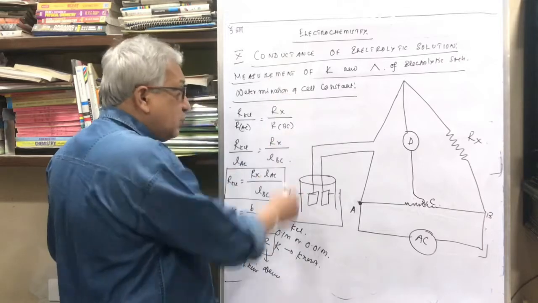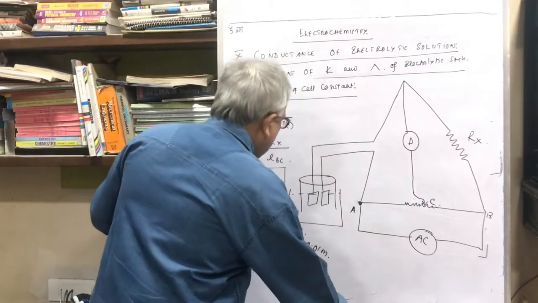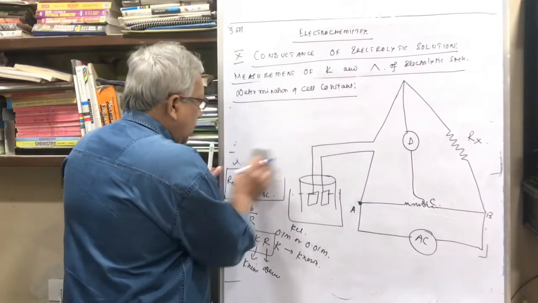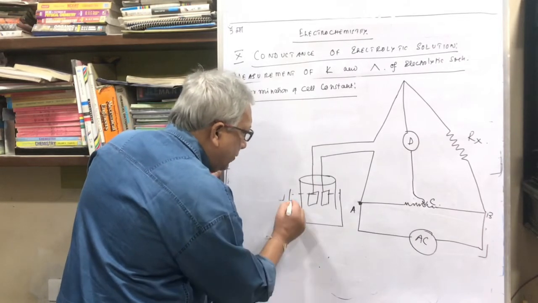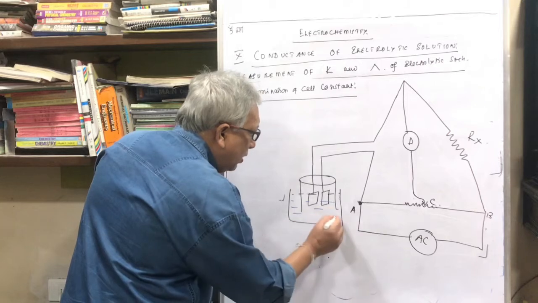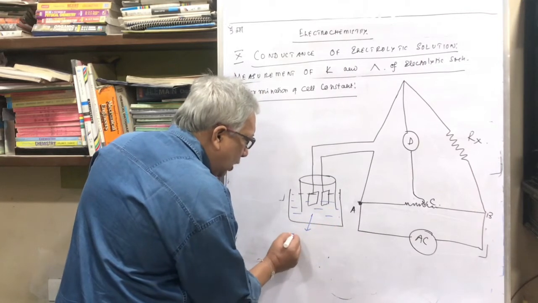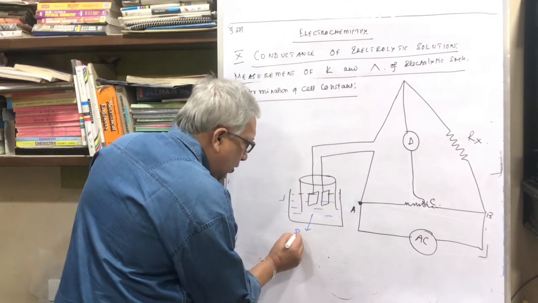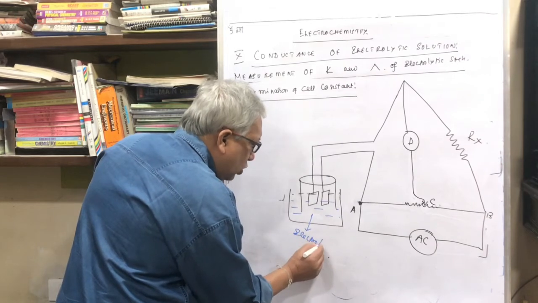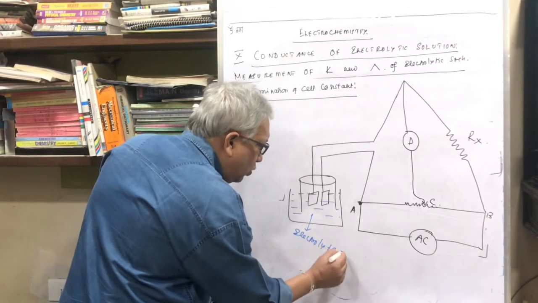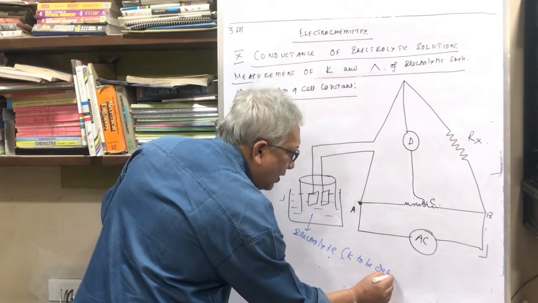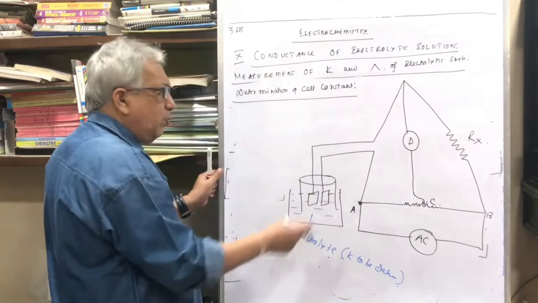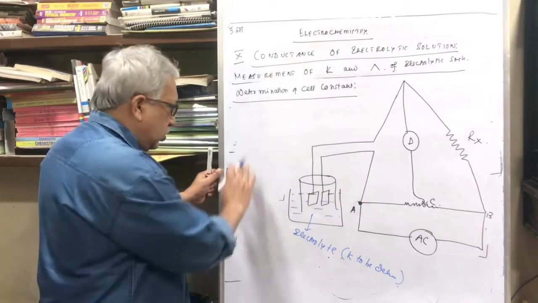So now the next part of the experiment. For the next part, I use the same conductivity cell. The only thing is this solution is some electrolyte, any electrolyte for which the value of K is to be determined. Otherwise, the arrangement is the same. So it is a new experiment I am doing with the same procedure.